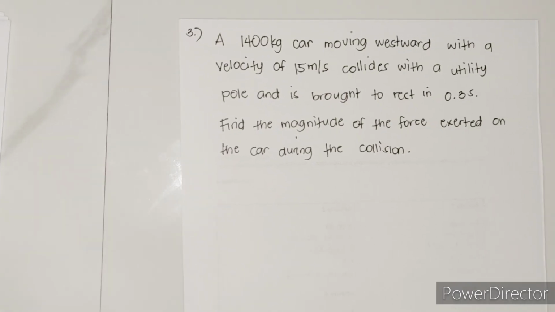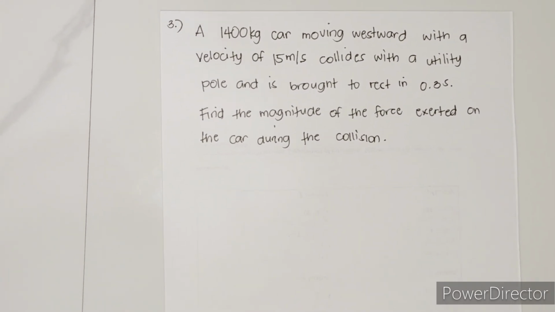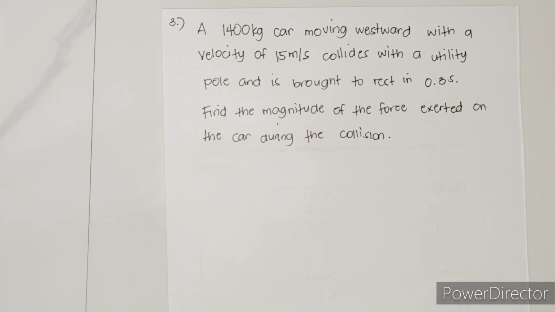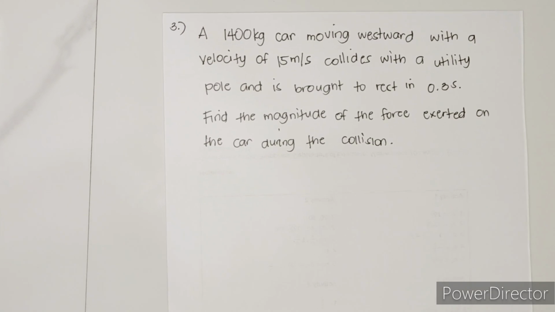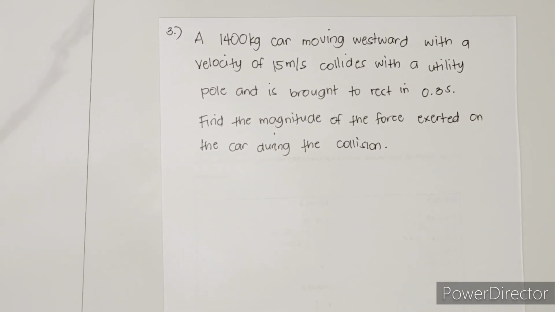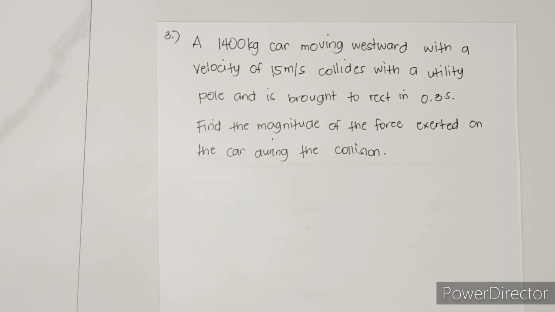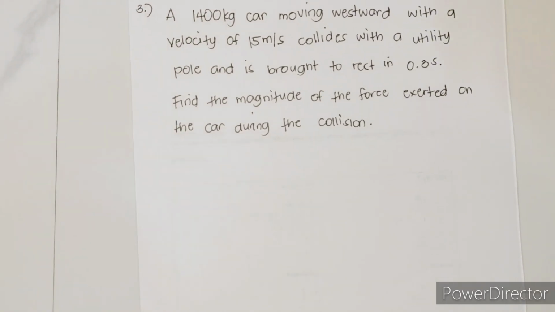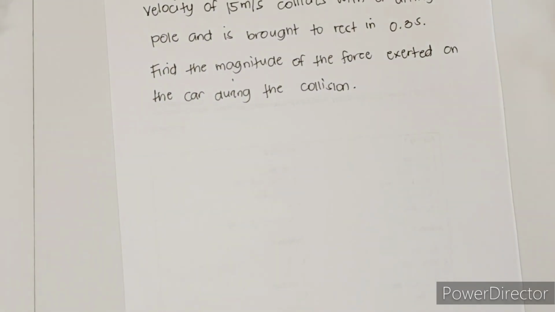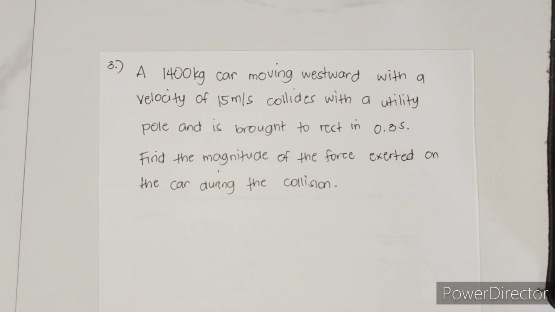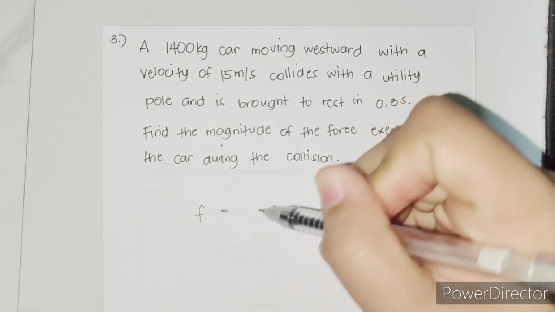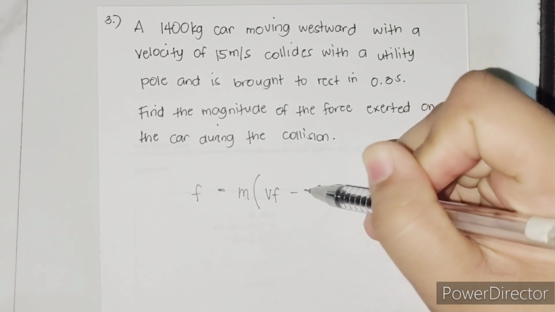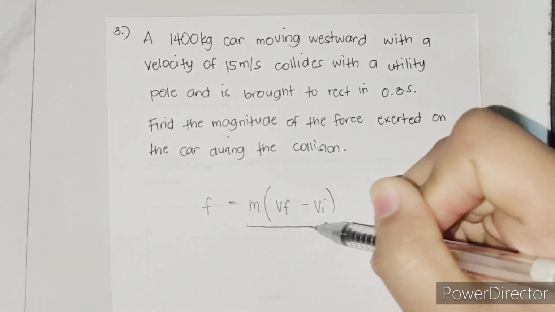Okay, so for our third example, a 1,400 kilogram car moving westward with a velocity of 15 meter per second collides with a utility pole and is brought to rest at 0.3 seconds. Find the magnitude of the force exerted on the car during the collision. Okay, so for this certain problem, ang hinahanap natin ay ang force. And based sa ating slides, the formula for our force is equal to mass times final velocity minus initial velocity, all over time.